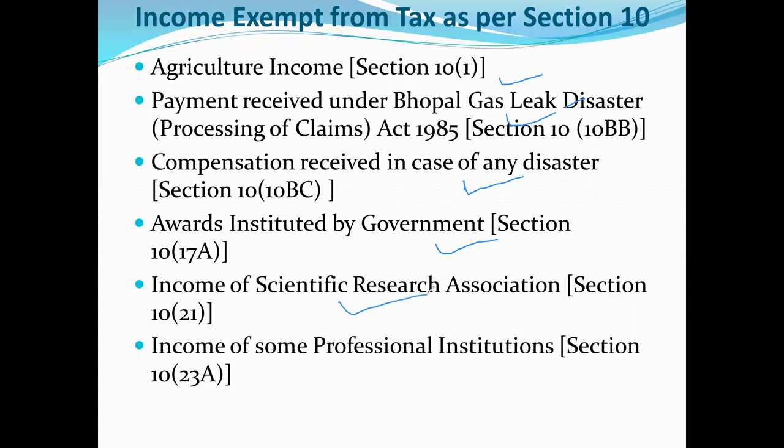Okay. Then income of some professional institutions. See, professional institutions like CA, ICWA, ICMA, company secretaries. These professional institutions, lawyers, and associations. So in case of certain companies, if they are involved in carrying on professional activities, their incomes are exempt from income tax. Okay.